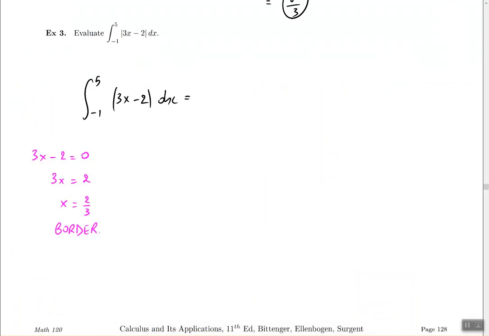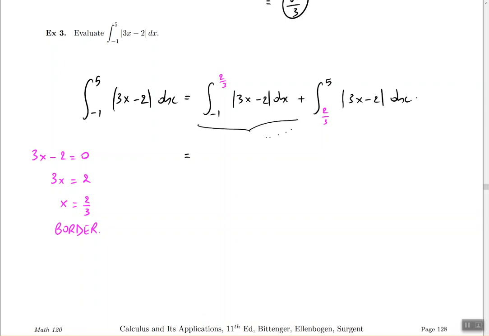That means that we're going to be able to do an integral going from -1 to the border value, which was 2/3. And then we're going to type in the absolute value of 3x minus 2, plus another integral going from the border point, 2/3 again, all the way to 5, and again the absolute value of 3x minus 2. And now we're going to go to the TI calculator and plug in each one of those integrals separately. And we're going to get the different solutions for each one of them.